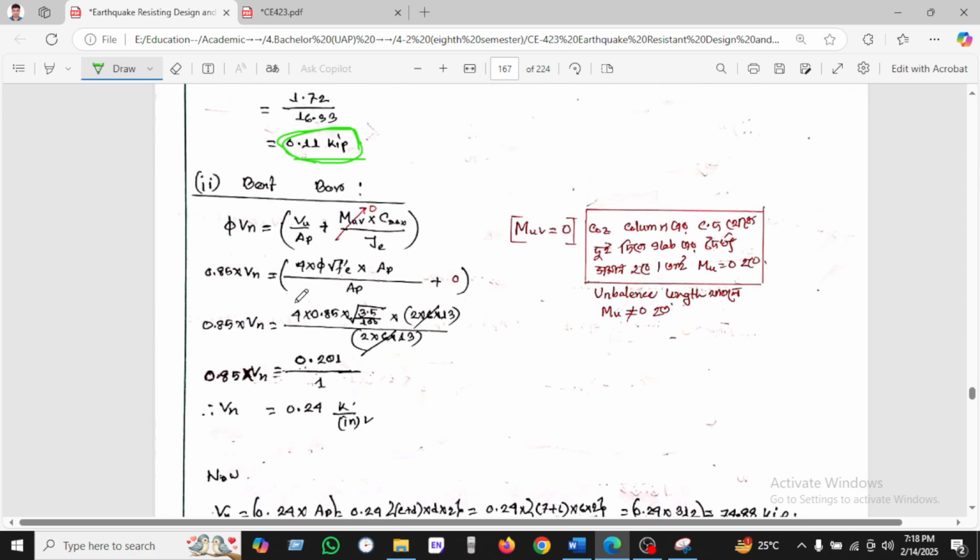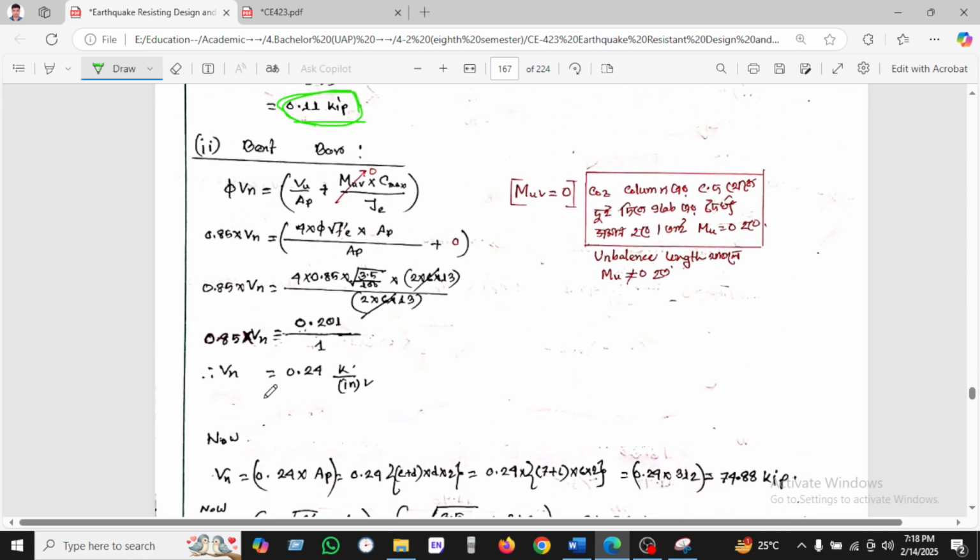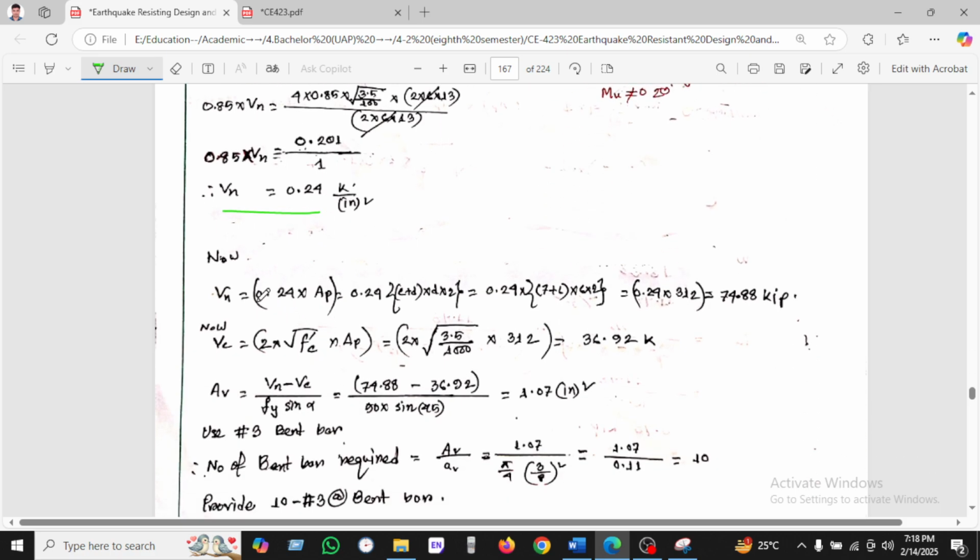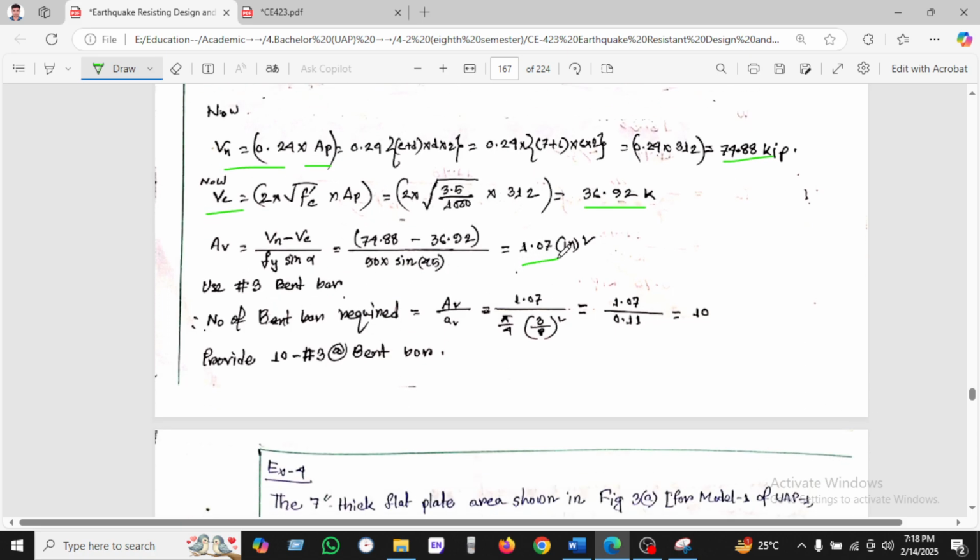Okay, so using this formula we found b equal to 0.24 kips psi. Now using b equal to 0.24, fe and found 744, and bc equal to 36 and ab equal to 1. Now using number 3 bar, the number of bent bars required will be 10 bars. So provide 10 number 3 bars as bent bars.